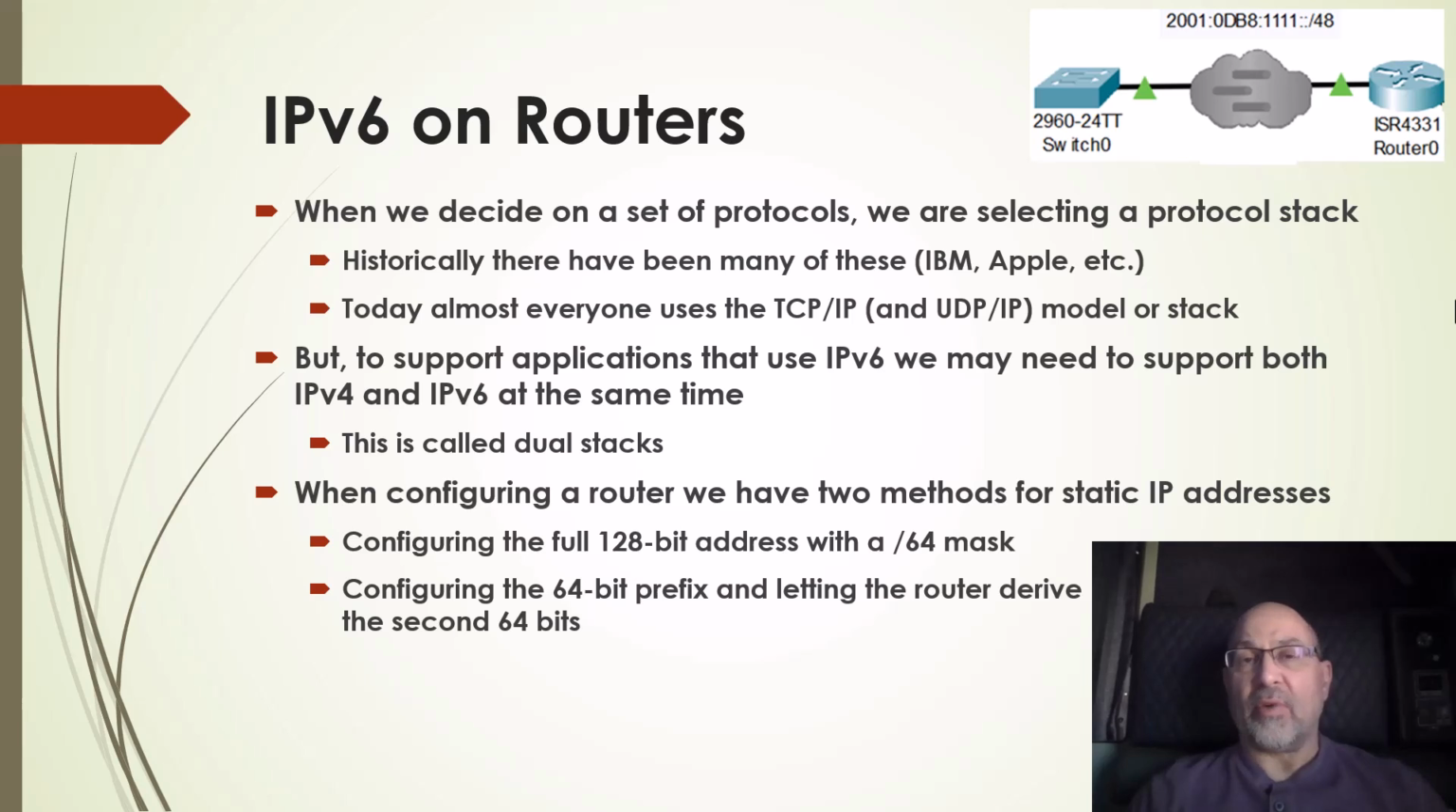So when we give a router an address, we usually give it a static IP address, right? We can do DHCP, but we usually do static addressing. And when we do static addressing, as we did last time, you can configure the full 128-bit addressing with the 64-bit mask. You can also say, well, I'm going to give you the prefix, and then I'll let the router derive the second 64 bits.